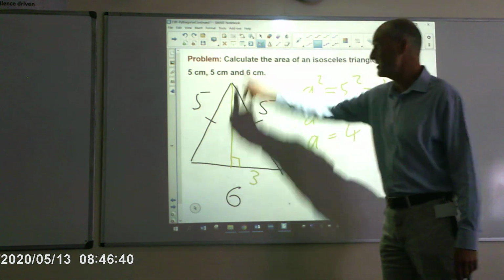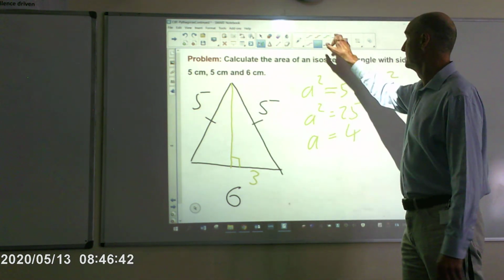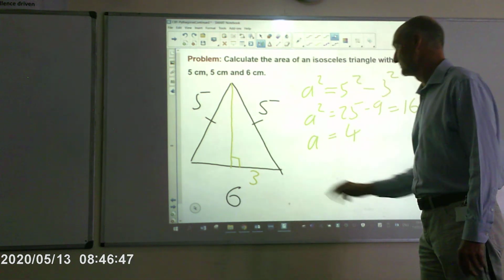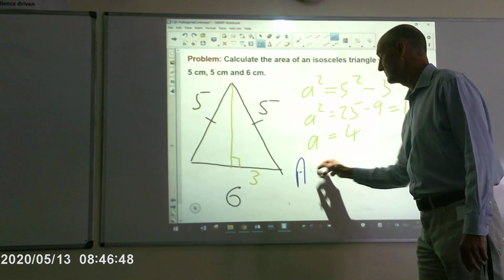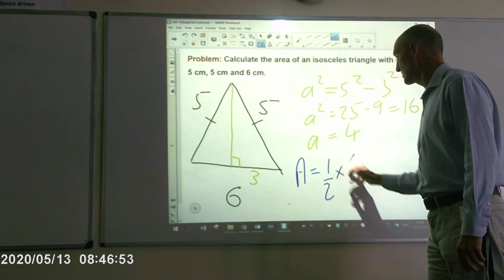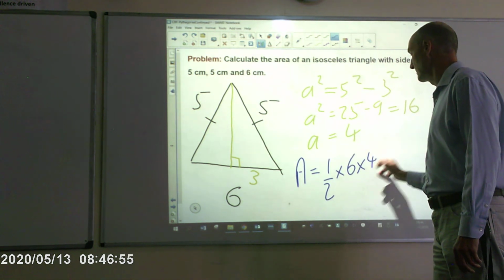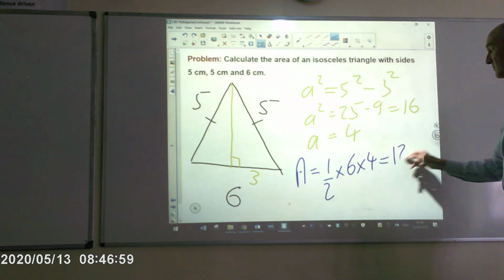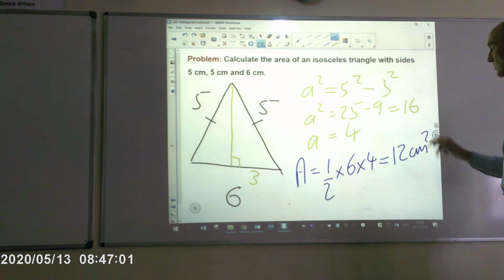It asks us to find the area of that triangle. We've now got the height of the triangle, which is 4, and we've got the base of the triangle, which is 6. So the area, half base times height, half times the base times the height, 12 centimetres squared. Okay?